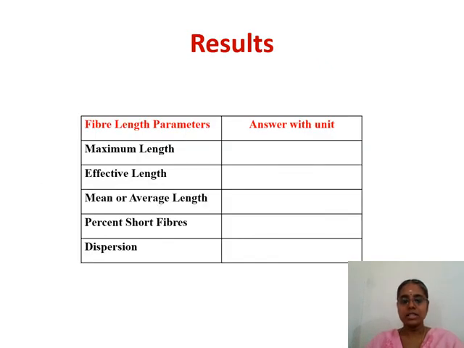So these are the results that you have to present for your Baer sorter experiment: maximum length, effective length, mean length, short fiber percentage, and dispersion. Hope you have got an understanding on how to find all these things. We'll have a test shortly.